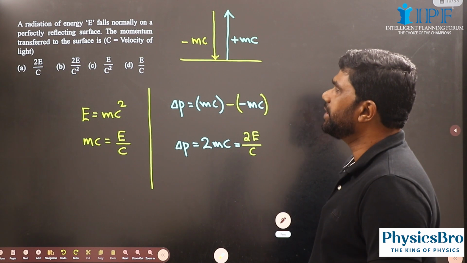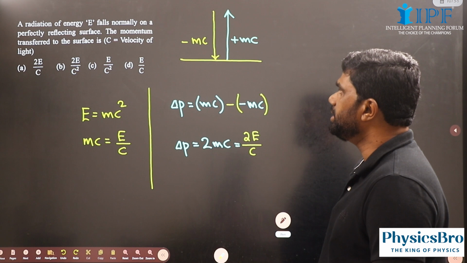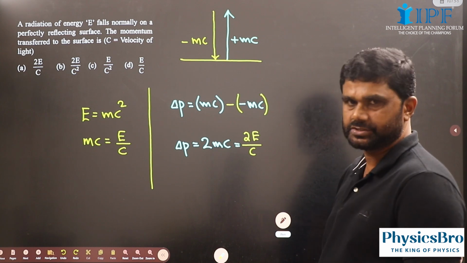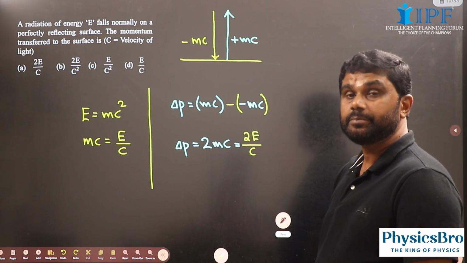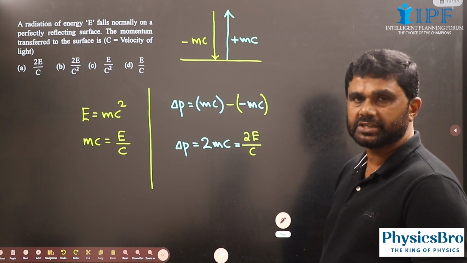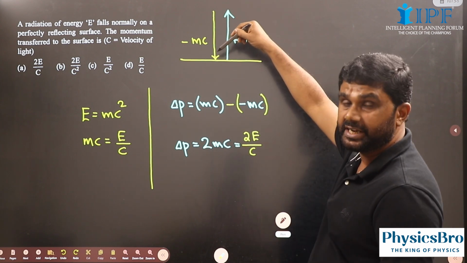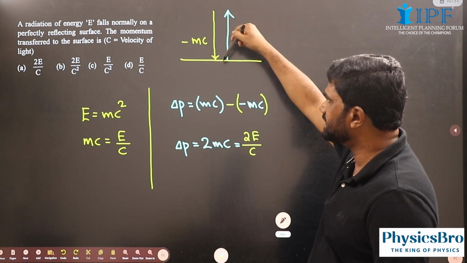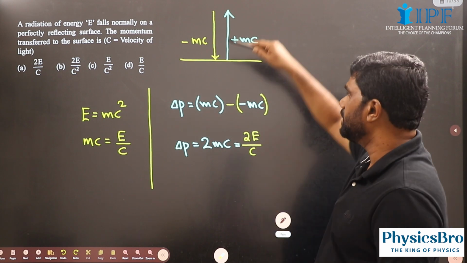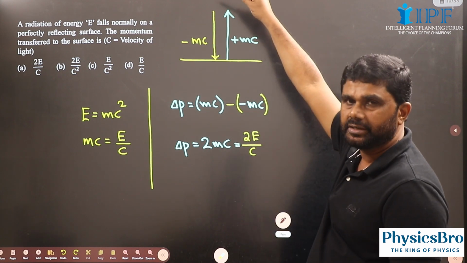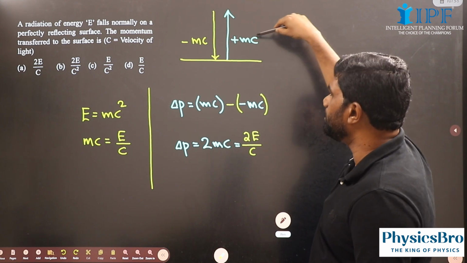A radiation of energy E falls normally on a perfectly reflecting surface. The momentum transferred to the surface is? The energy of a photon, h nu, can be equated to mc square, where m is called the equivalent mass of the photon. When a photon strikes a surface, its momentum is mc directed downwards. Let me take it as minus mc. If it is reflected from the surface, it retraces its path, so its direction just gets reversed. So the momentum after reflection will be plus mc.